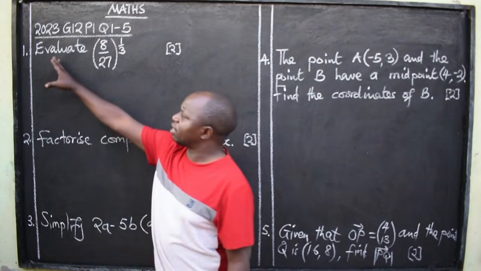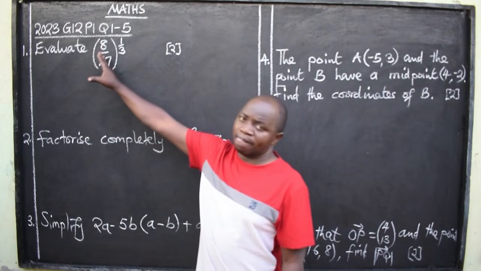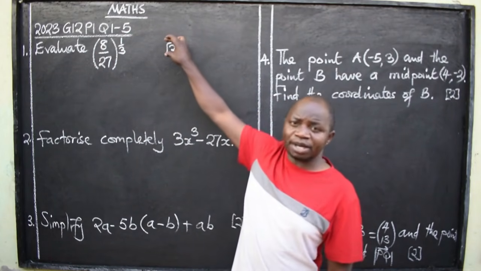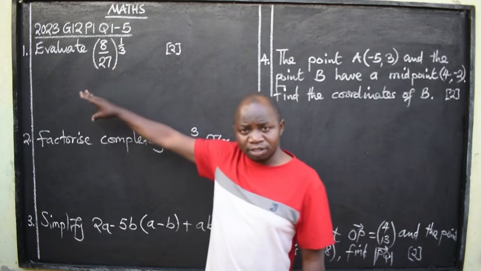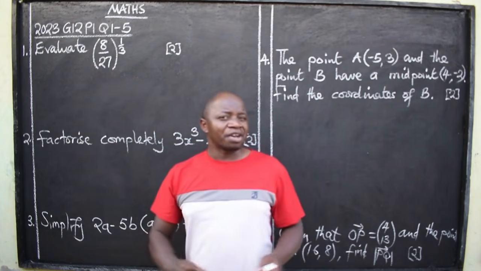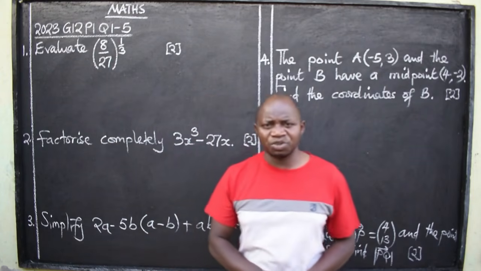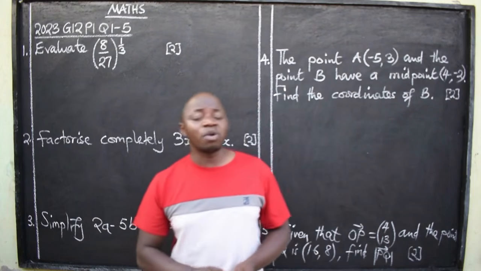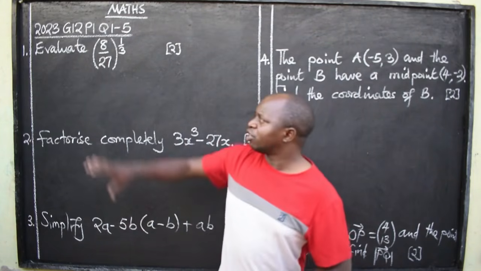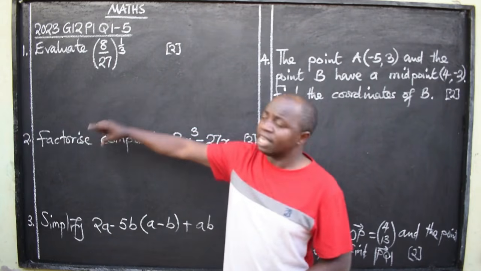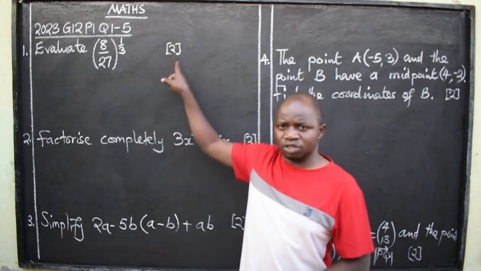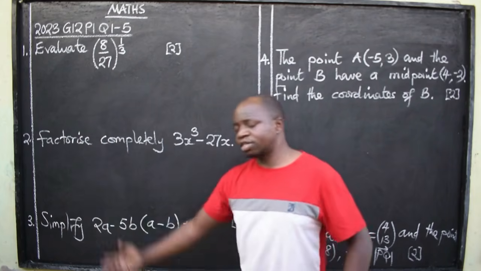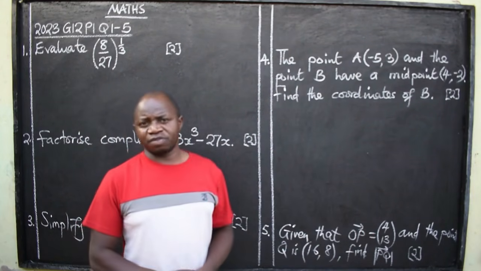The first question says, evaluate 8 over 27 raised to the power 1 over 3, number of marks 2. You'll be provided with space where you need to show your work. Remember, one of the instructions you need to follow in the exam says omission of essential working will result in loss of marks. So you have to show your calculations here in order to get these 2 marks. Hope that is clear. We have the second question here, third question, fourth, and the 5th question.